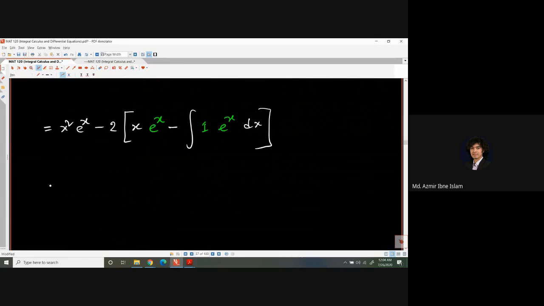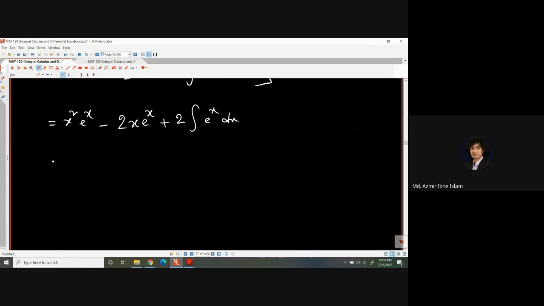So here finally we have x squared e to the power x negative 2, negative positive negative, so 2x e to the power x, negative negative positive, so we are getting 2 integral of e to the power x dx. Now we are getting our final answer, but we just have to solve this integral. So that is x squared e to the power x negative 2x e to the power x plus 2, integration of e to the power x is e to the power x. Okay, so we are getting the final result.